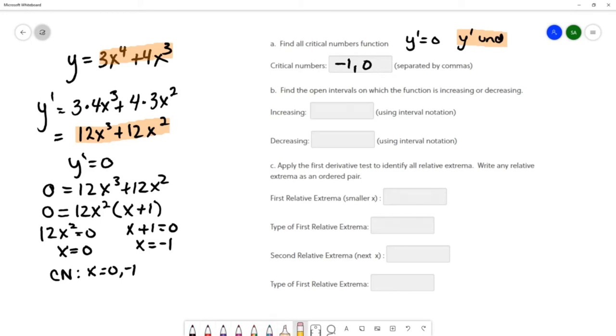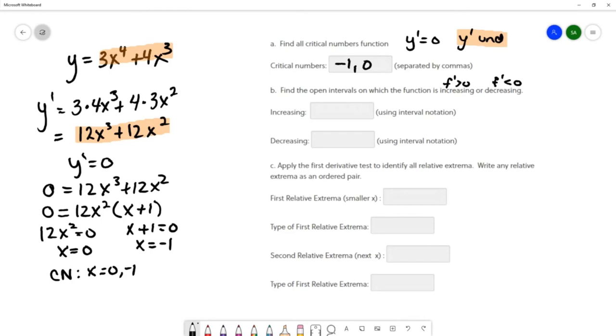So now that we've found the critical numbers, we want to find the open intervals for where the function is increasing and decreasing. What we know is that the function will be increasing when the derivative is positive, and the function will be decreasing when the derivative is negative or less than 0. So we're going to build a chart that is displaying the sign of the first derivative so that we can distinguish different intervals where the derivative is either positive or negative.